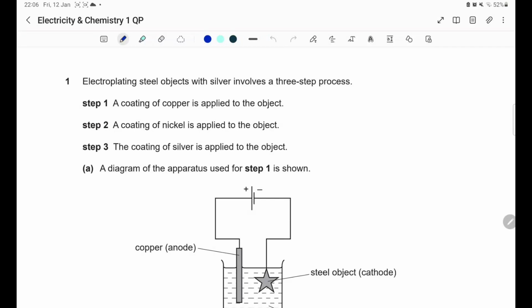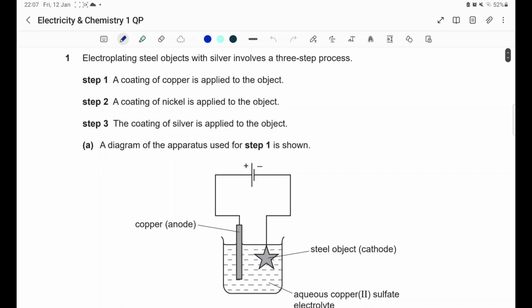Alright, so today we're going to do 1 hour past paper practice for the electrolysis topic, similar to the way that we did for reaction rate and equilibrium. And after we are done with today's session, the next video will be on acids, bases, and salts. So let's just get started right away.